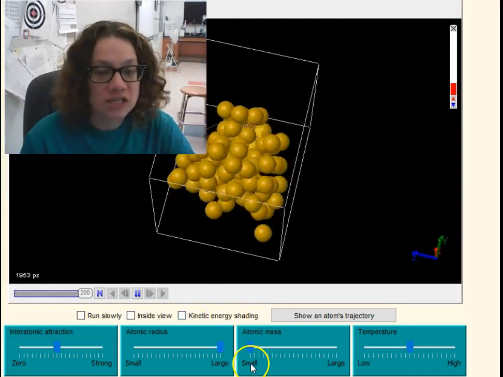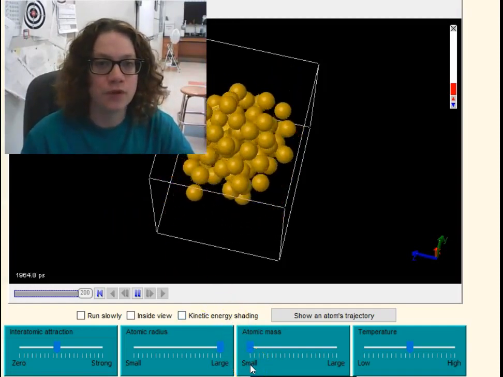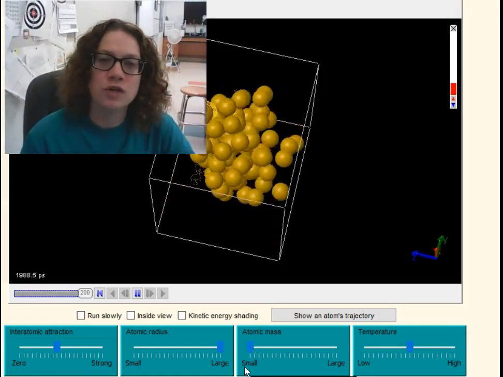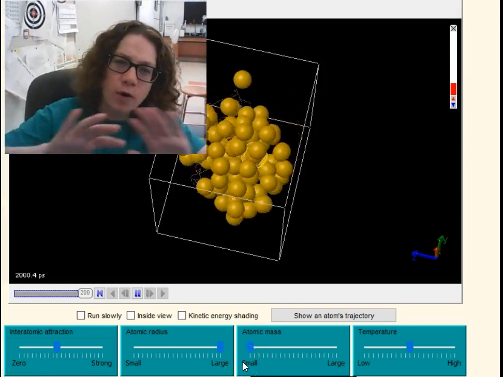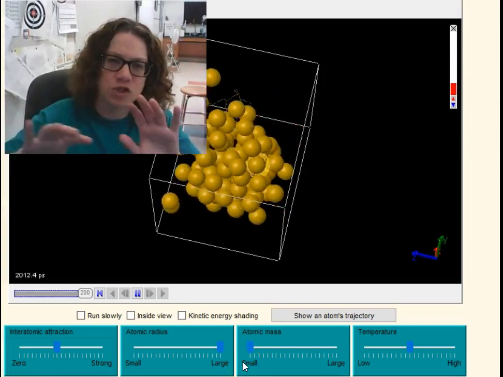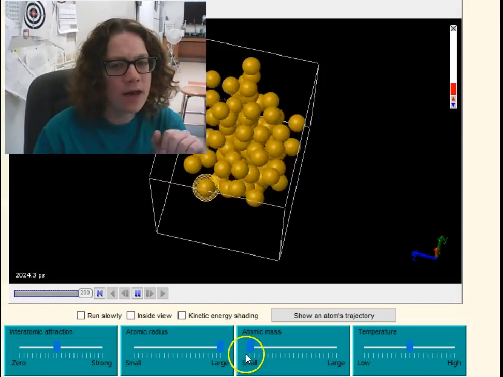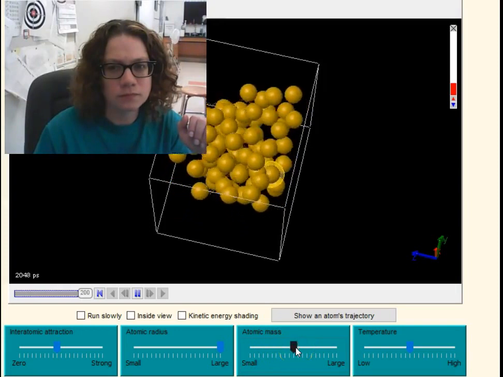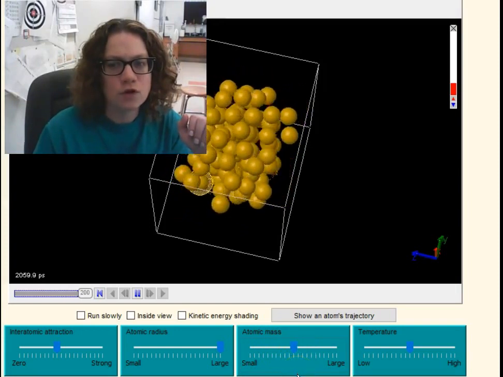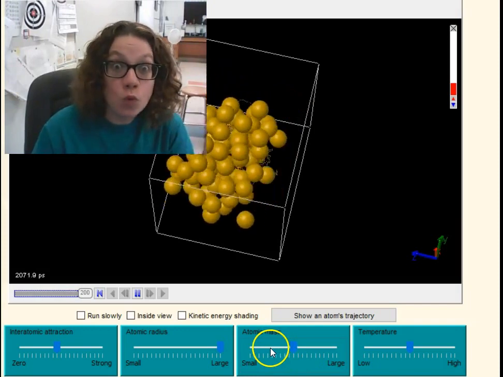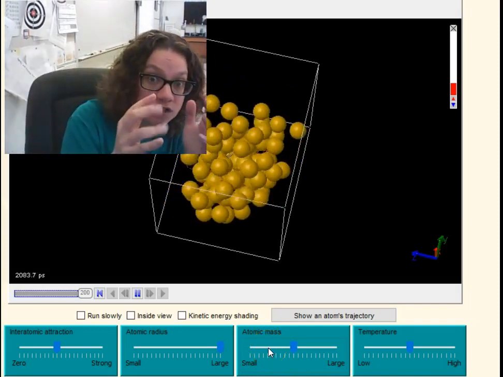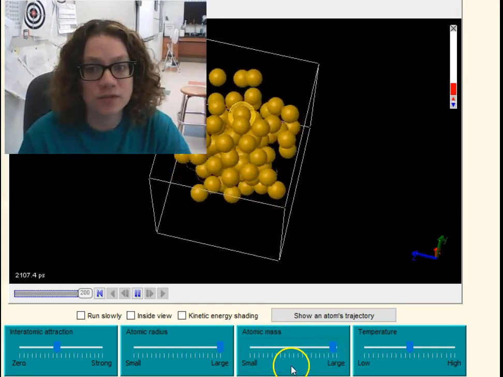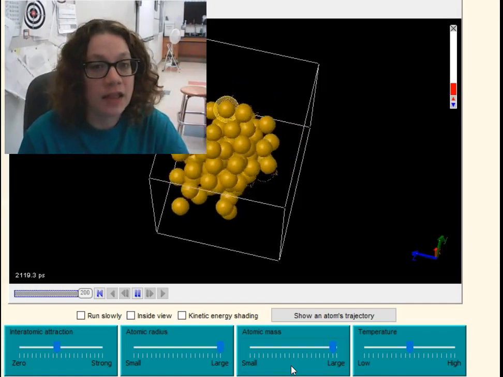We could also change the type of atom by changing how heavy the atom is, how massive the atom is. Notice I have very light atoms here. Think about it. What would happen if I made the atoms very heavy? Would it take more energy to push them apart, or less energy to push them apart? I'm going to go ahead and make the atoms heavier. Notice that when I make the atoms more massive, they're more stuck together. It takes more energy to separate heavier atoms than it would take to separate lighter atoms.